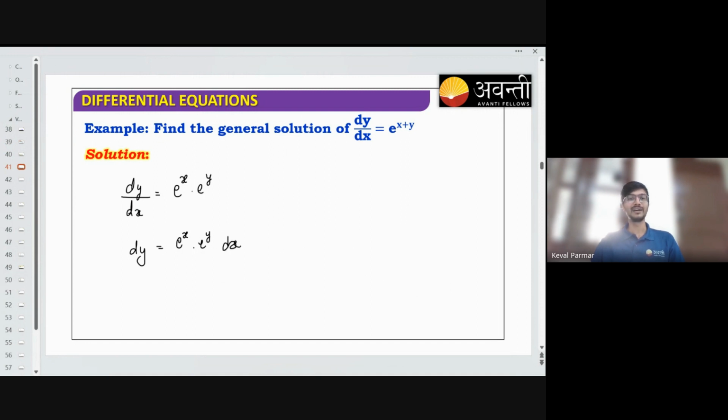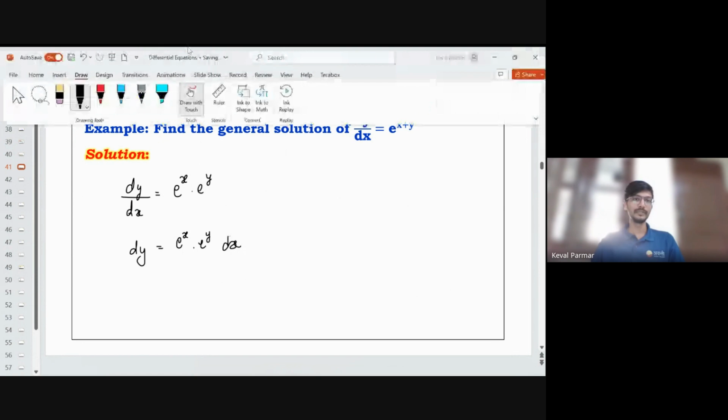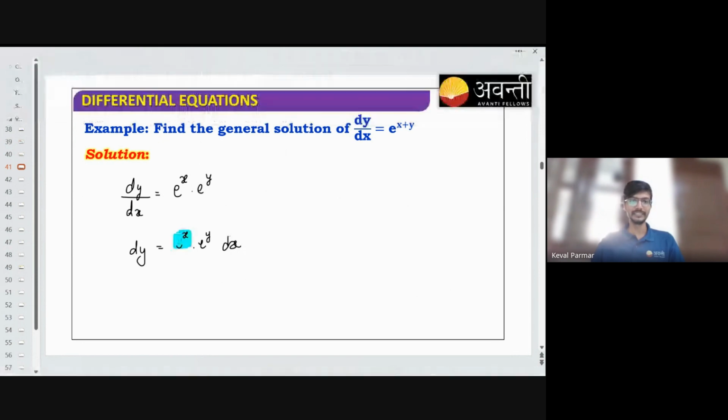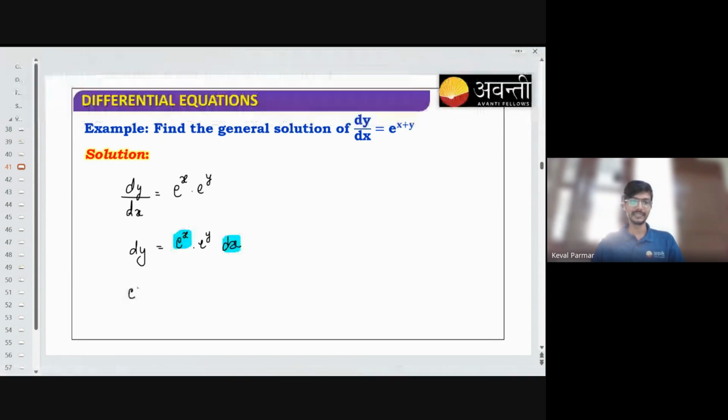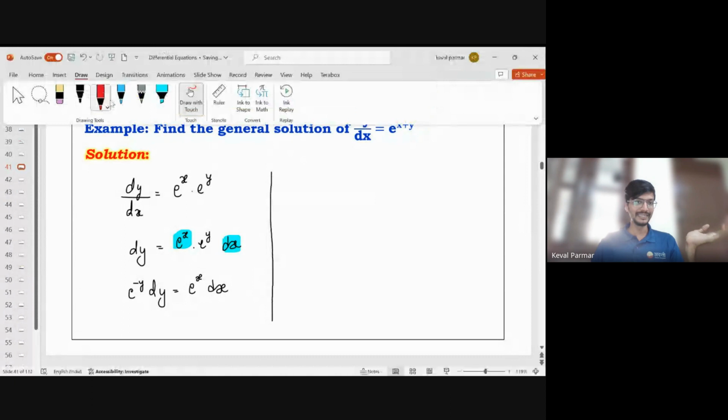Got it? Now only the x term should remain with x. That means e raised to x dx will remain on this side. I'll take e raised to y to the other side. That means I'll get e raised to minus y dy is equal to e raised to x dx. Once we have completed this, we simply need to integrate both the sides.